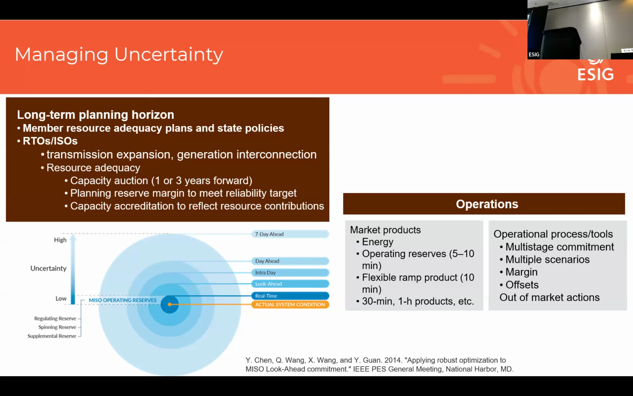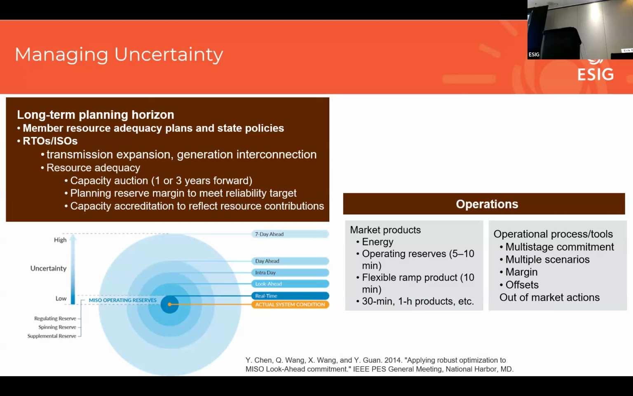And then with the portfolio evolution, with more weather-dependent resources, there's a larger uncertainty that is not originally covered by the operating reserve. So most ISOs introduce new reserve products, like a flexible ramp product, or some 30-minute or 1-hour products, really to cover these additional uncertainties through the market.